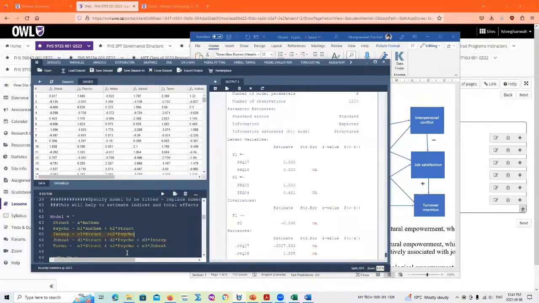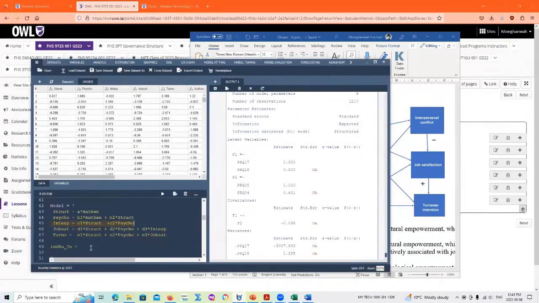So the indirect effect is the product of those coefficients. It's the product of the line from here to here, which is A. Then there should be a line from the second variable to here, which is B1. So that is the indirect effect. Okay, so we'll put a column here.